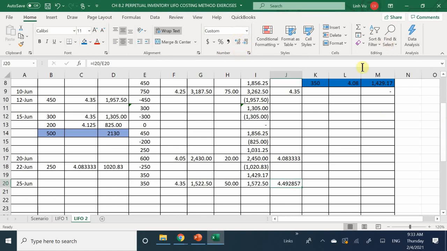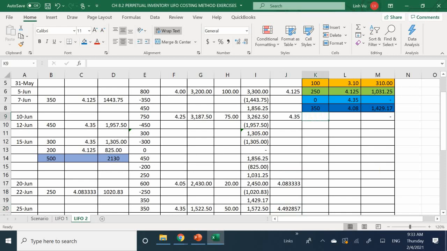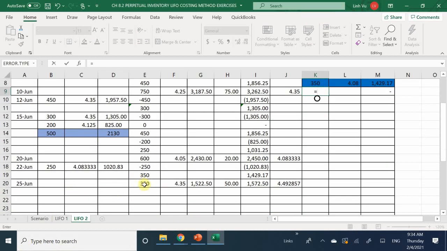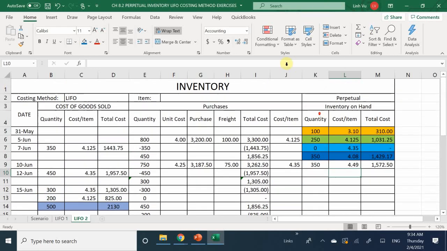4.49285. Good. Okay. And now I'm going to carry this over again. So I have now 350, and it's going to cost me this much. And of course, there's my formula right there for the 1572.50. And I'm going to make sure you guys know that all of these numbers here are going to be a lot bigger.